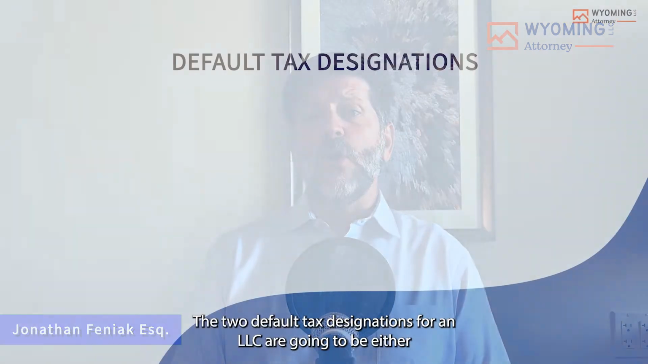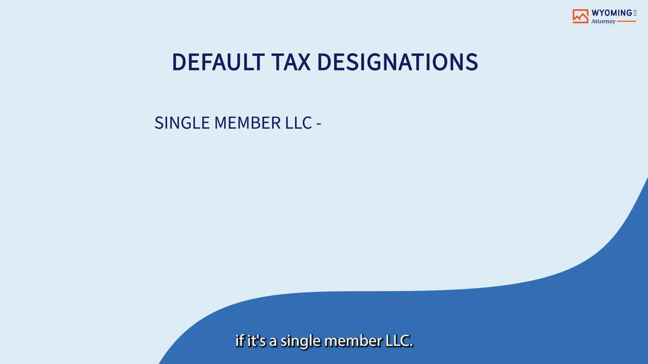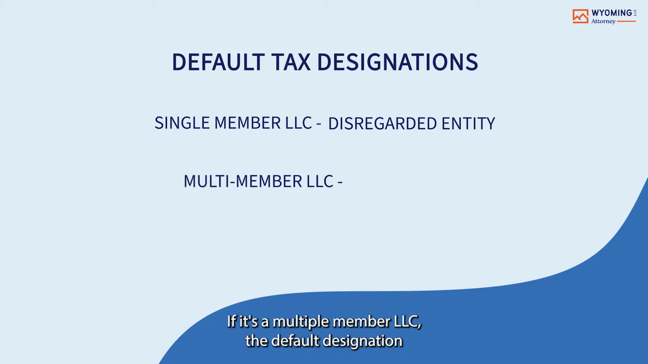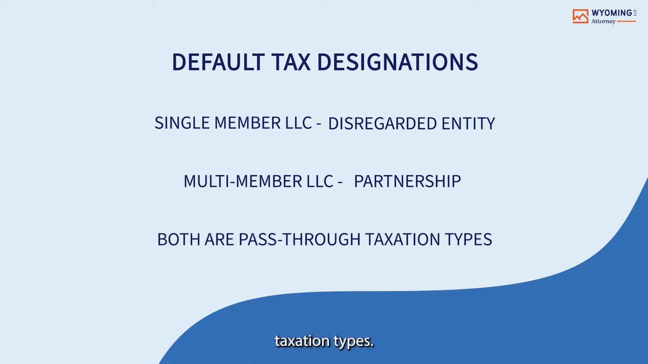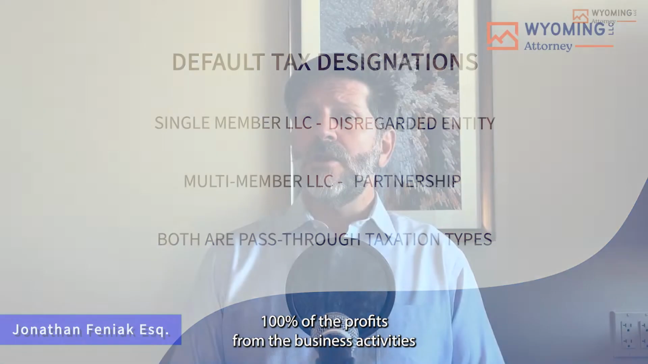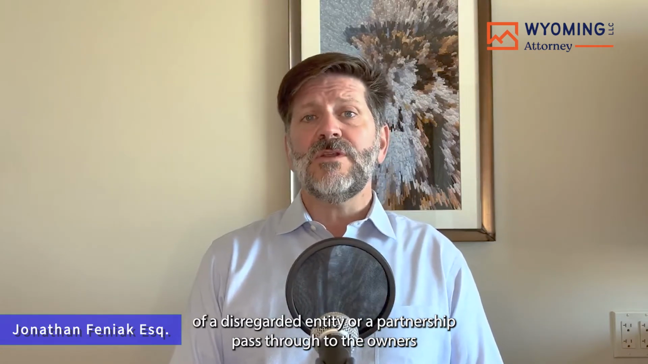The two default tax designations for an LLC are, if it's a single member LLC, a disregarded entity. If it's a multiple member LLC, the default designation would be a partnership. Both disregarded entities and partnerships are pass-through taxation types, meaning that the entity itself does not pay any tax. 100% of the profits from the business activities of a disregarded entity or partnership pass through to the owners.